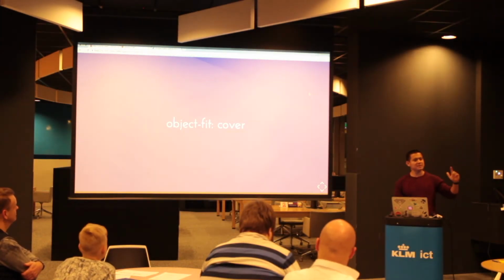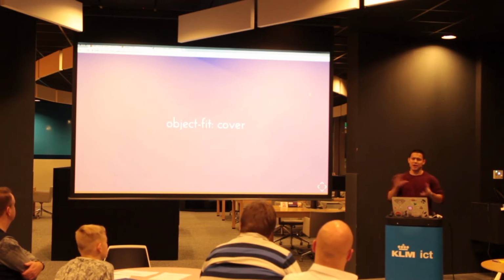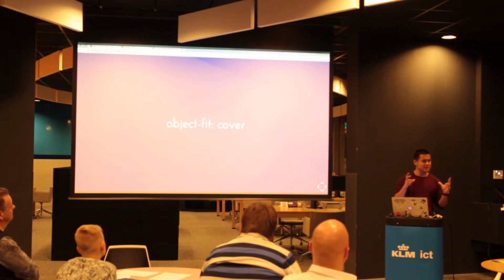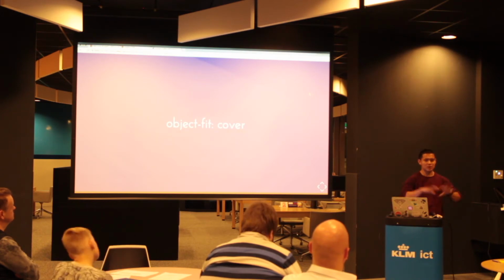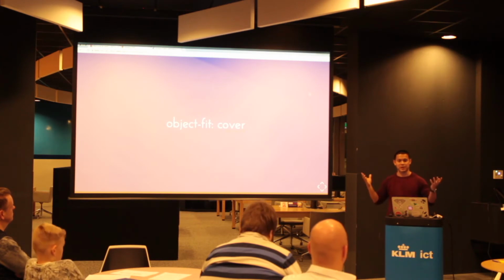Let's go to object-fit: cover. We use background-size: cover, right? You got a div with a background image in there, but the background image is in a different aspect ratio compared to the aspect ratio of the div. So normally it gets stretched in a weird way. What do you do? You do background-size: cover. All of a sudden the image gets the proper aspect ratio. Everything looks great.